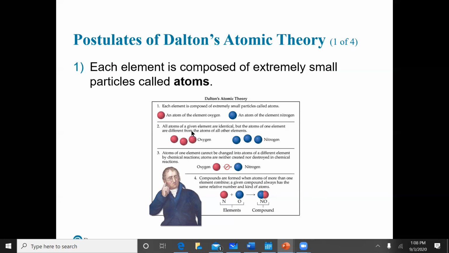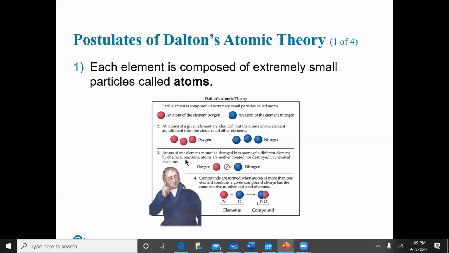Second thing, all atoms of a given element are identical, but the atoms of one element are different from the atoms of another element. So every oxygen atom is going to have identical properties. Every nitrogen atom is going to have similar chemical properties, similar number of protons, but these guys will be different from these guys. These do not equate to each other. If I change the number of protons, they become a different material.